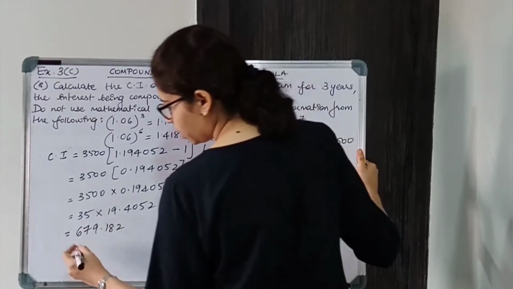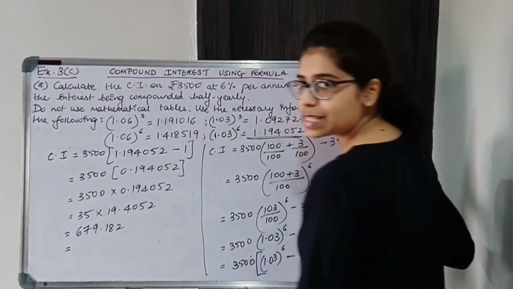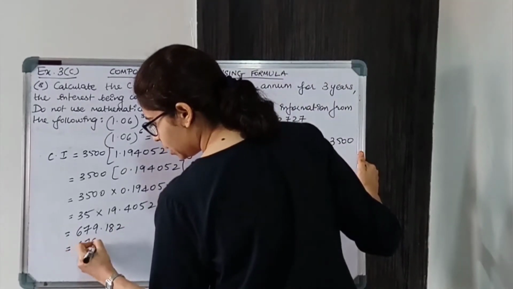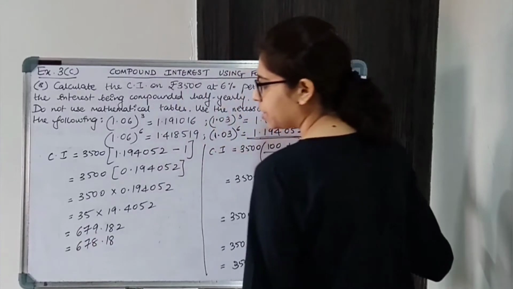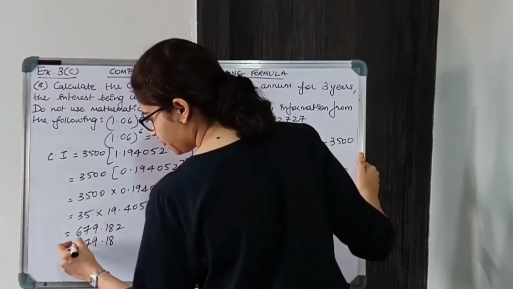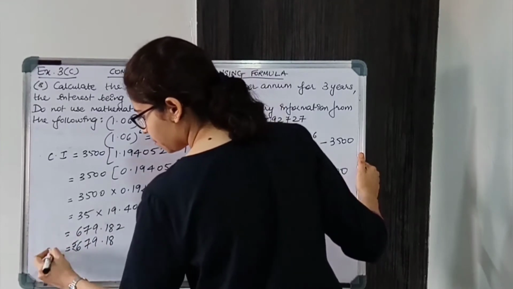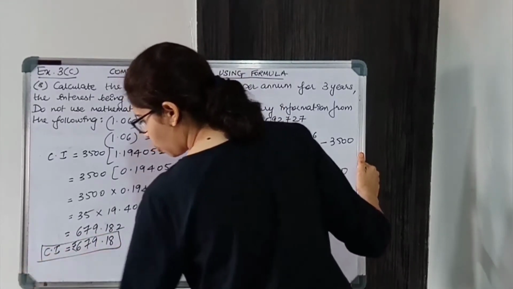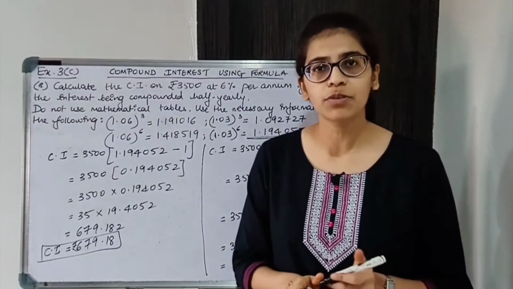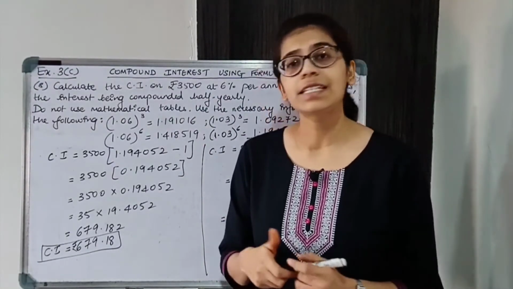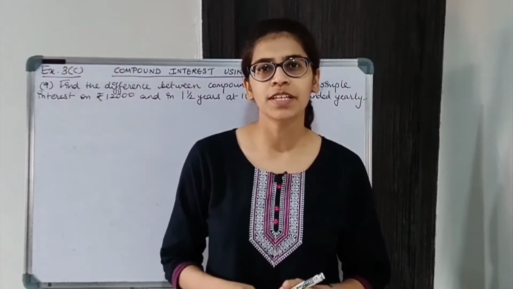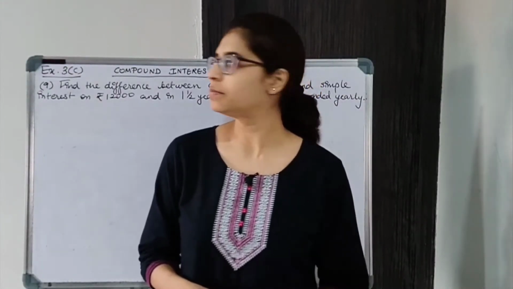Now just multiply. Okay, so on multiplying we'll get 679.182. Okay, so just round it off to 2 decimal places. So third decimal place has 2, so you don't need to add anything, so it will become 679.18 rupees. So just box the answer, don't forget the rupee symbol, write down the final statement. The compound interest is rupees 679.18. Moving on to next question, question number 9.